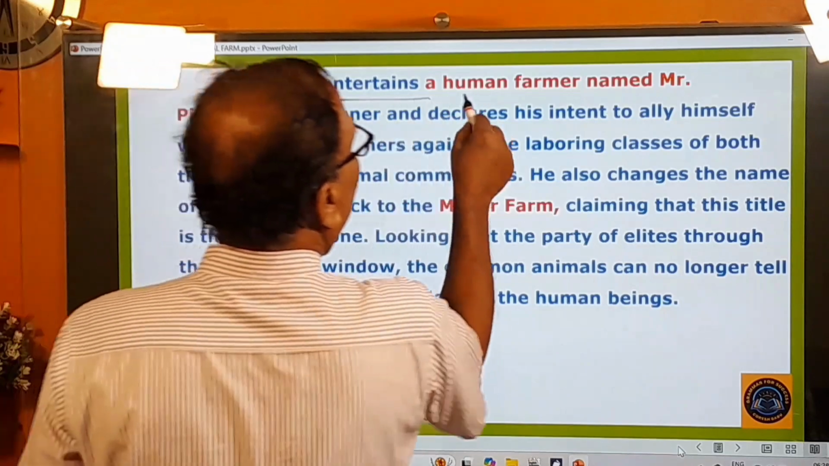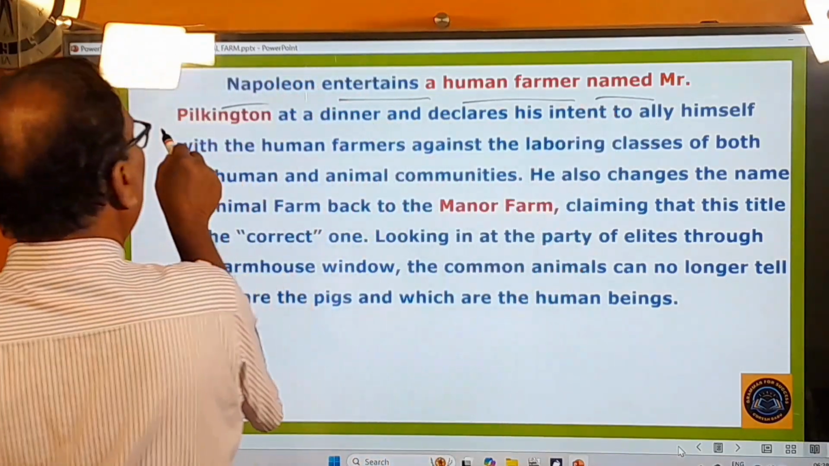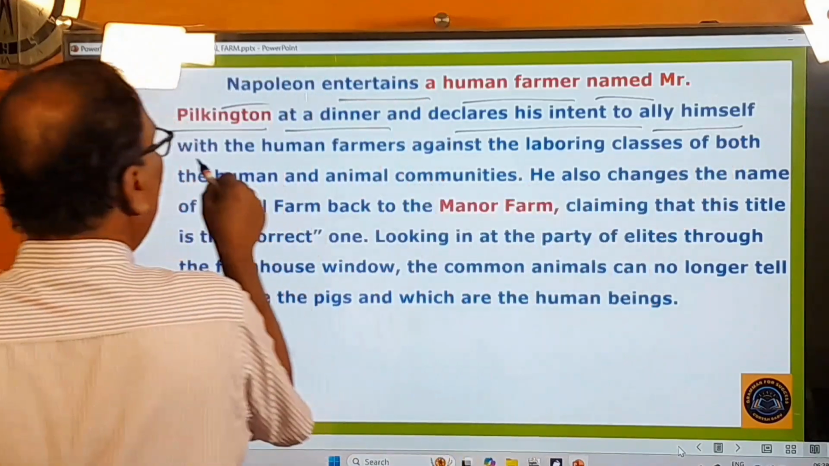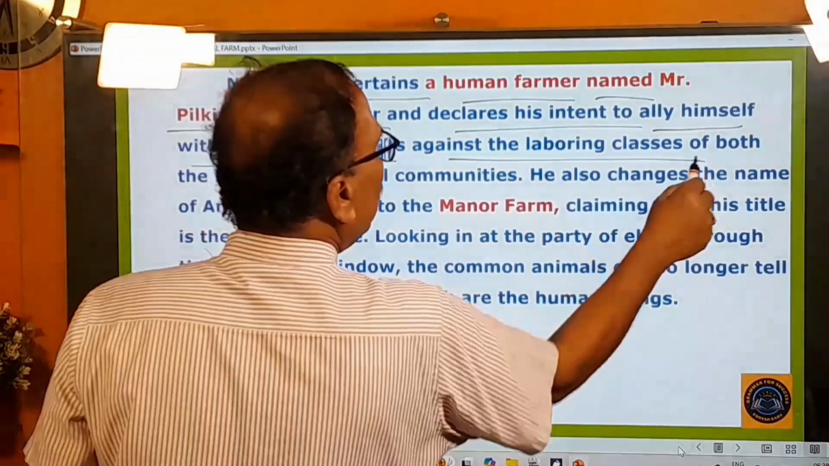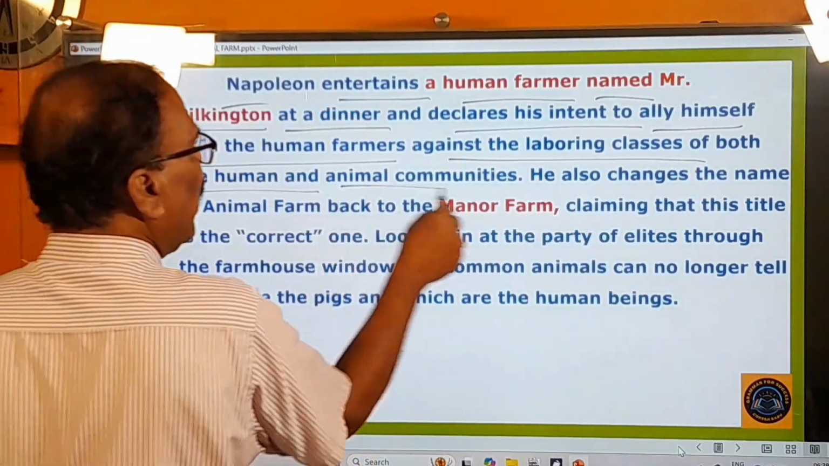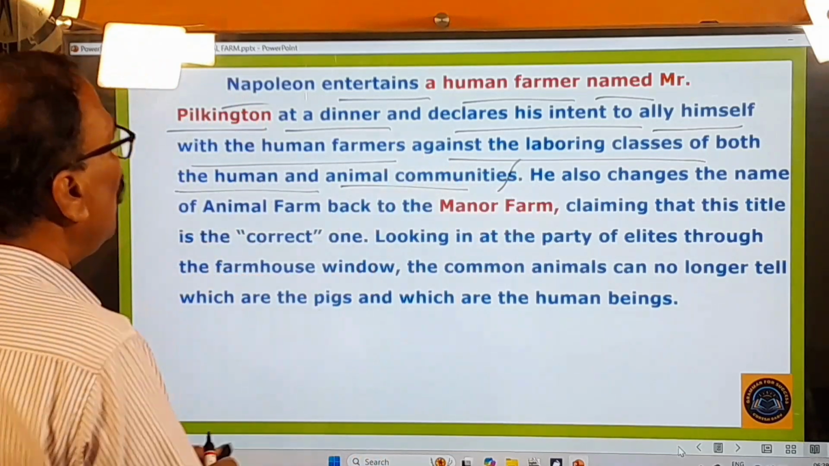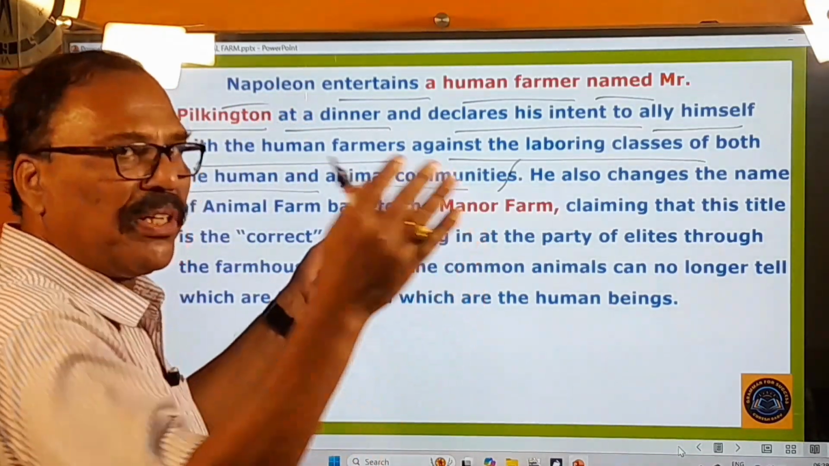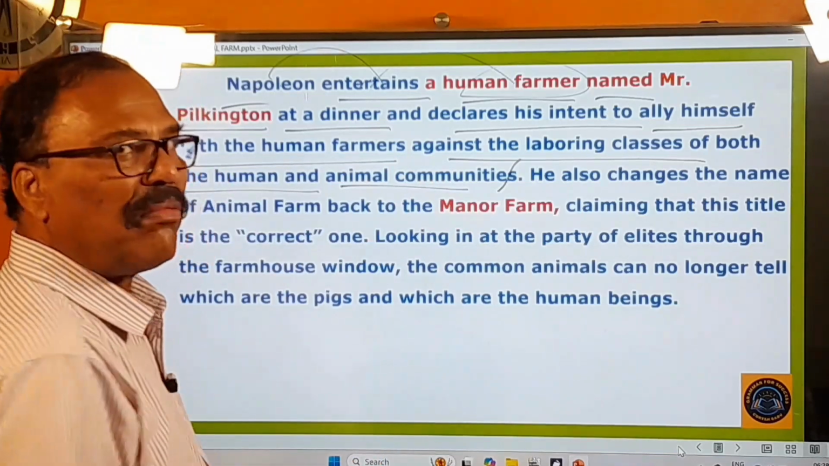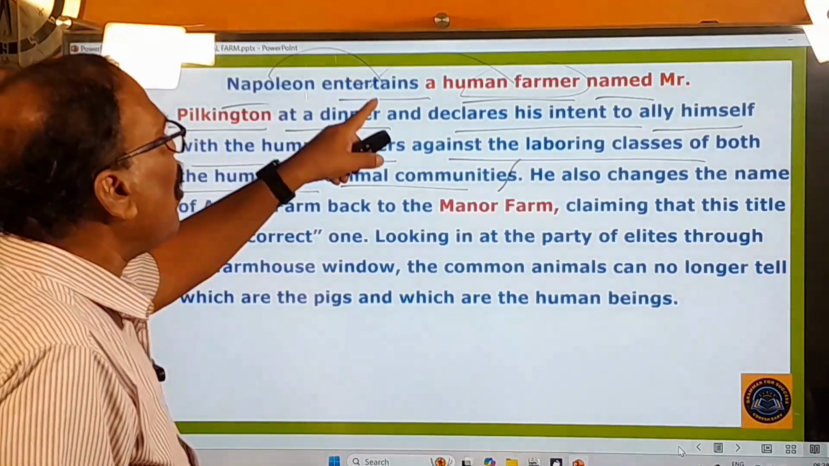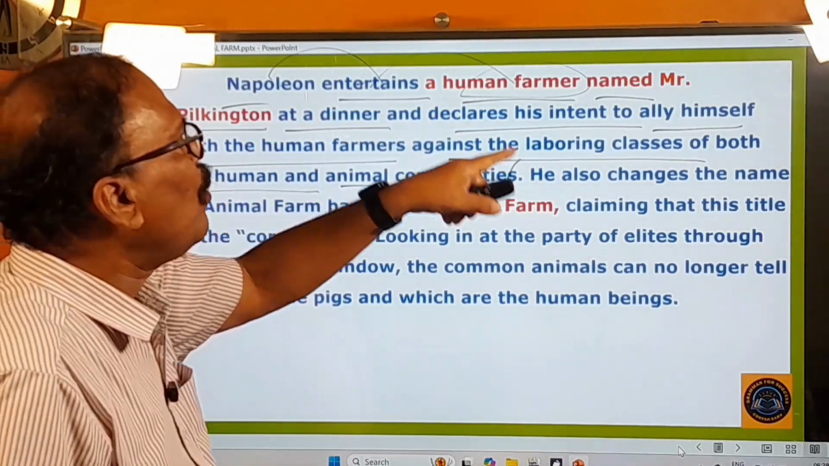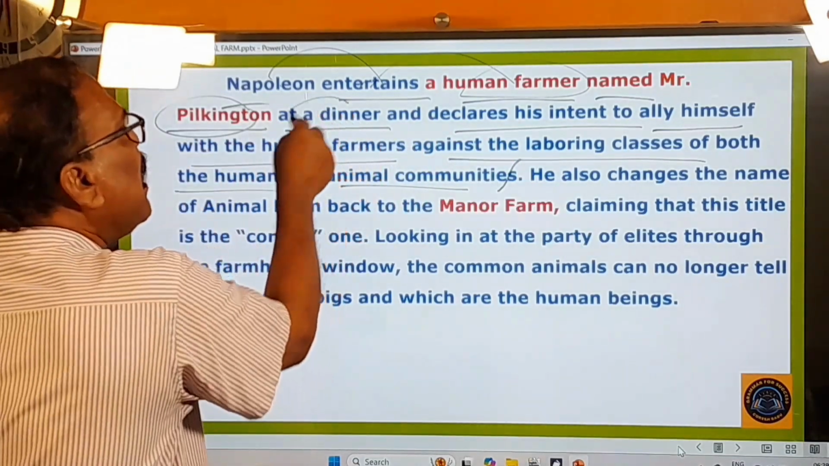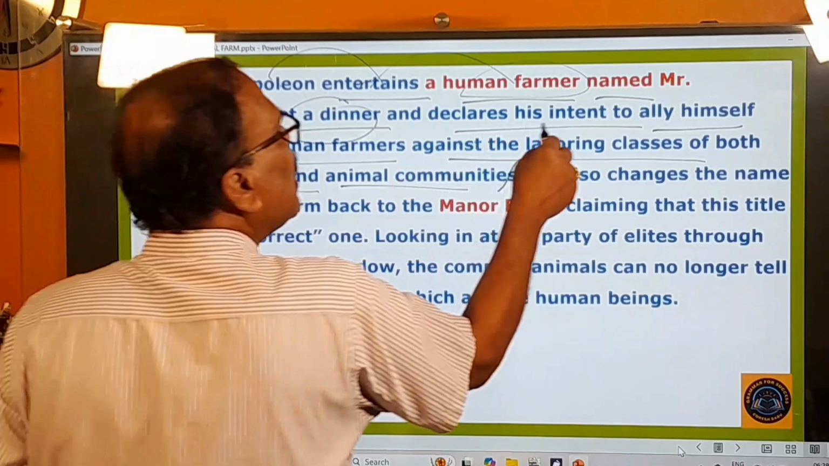Napoleon entertains a human farmer named Mr. Pilkington at a dinner and declares his intent to ally himself with the human farmers against the laboring classes of both the human and animal communities. So here you look at this very interesting and important point. Now what happened after a few years have passed by? One day this Napoleon started entertaining a human farmer named Mr. Pilkington at a dinner, and declares his intent.